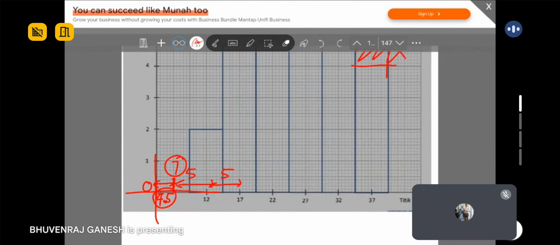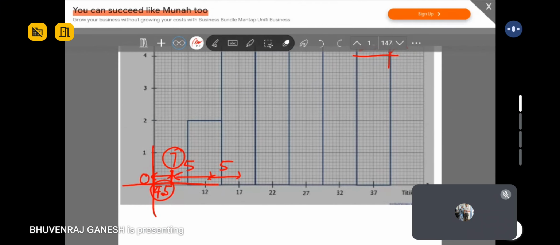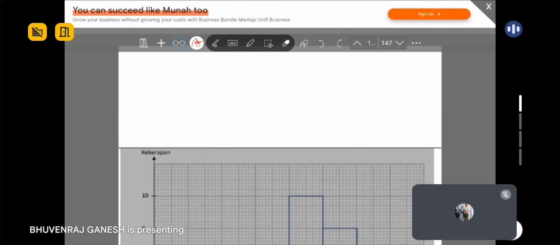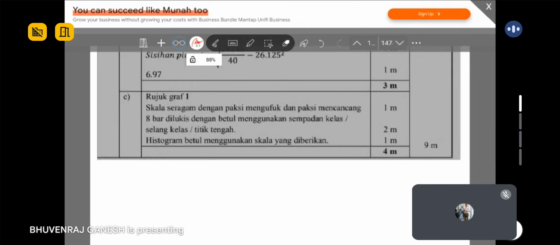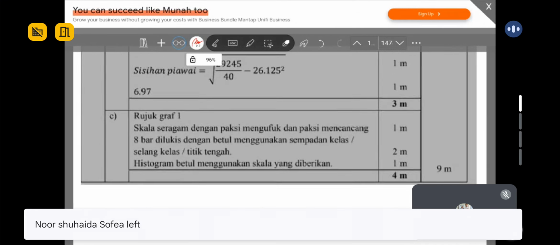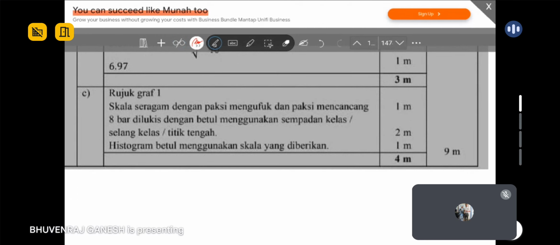Kalau kamu guna sempadan atas, sempadan bawah, you label also upper boundary, lower boundary, if you use that method. Okay, so how do they mark, guys, or how do they give the marks? Usually it's 4 marks for any type of drawing: histogram, frequency polygon, or ogive. So first mark they always check is your scale, guys. Must be uniform, uniform scale on both the axes. Paksi Y dan paksi X kena seragam. So that's why I changed my axis just now. So that is uniform. And then 2 marks, you must draw all the bars correctly.